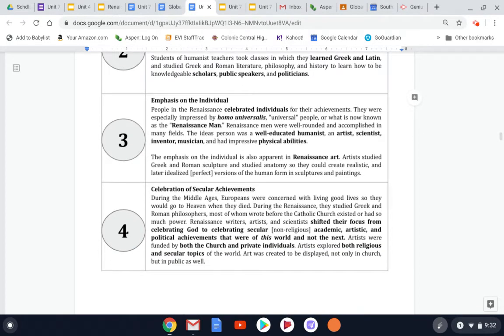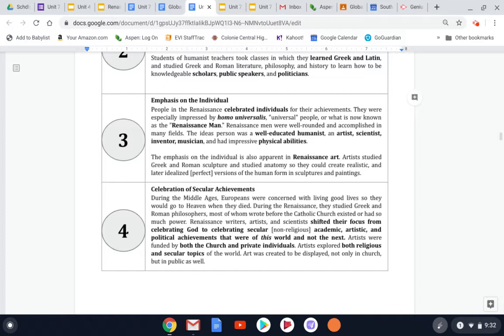So in addition to humanism, number 3 is the characteristic of emphasizing the individual. People in the Renaissance started to celebrate individuals more for their achievements. And some of these very famous individuals we're calling Renaissance men.